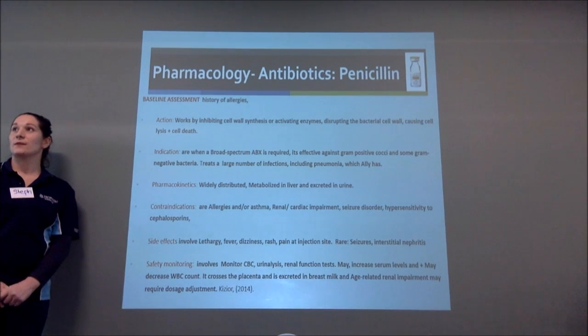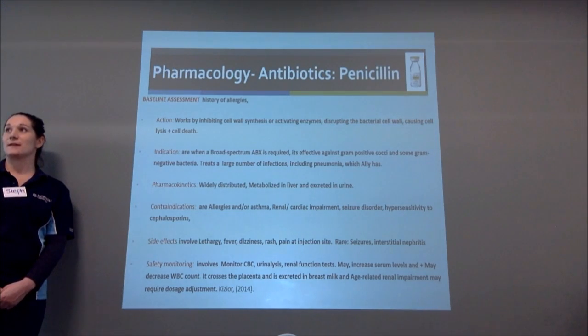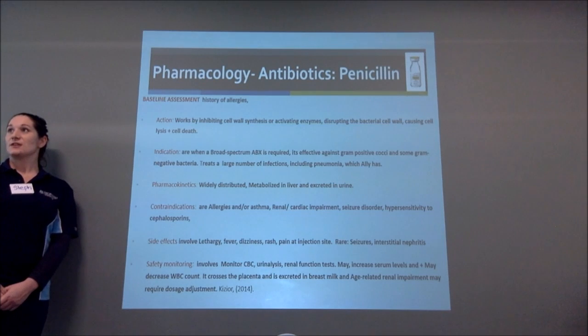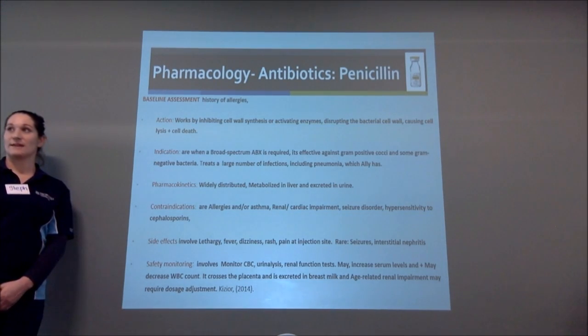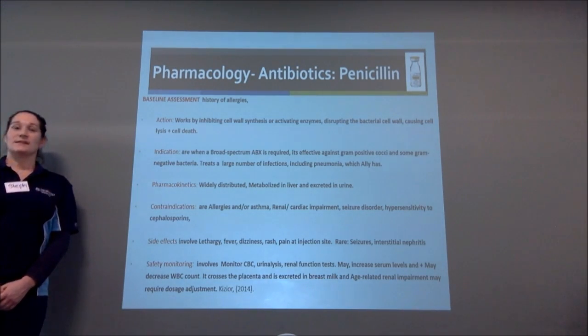Indications: when a broad spectrum antibiotic is required. Because it's effective against gram-positive cocci and some gram-negative bacteria, it's appropriate to use. It treats a large number of infections, including pneumonia, which Ellie has. Penicillin is widely distributed, metabolized in the liver, and excreted in the urine.